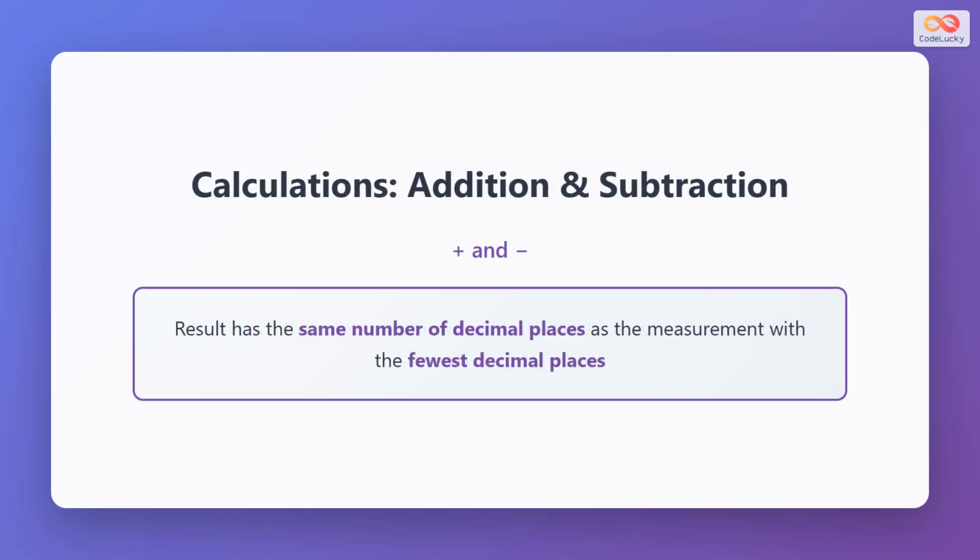Addition and subtraction follow a different rule. When adding or subtracting measurements, the result should have the same number of decimal places as the measurement with the fewest decimal places. This makes sense because we can't be more precise than our least precise measurement. Look at how many digits come after the decimal point in each number, find the smallest count, and round your answer to that many decimal places.